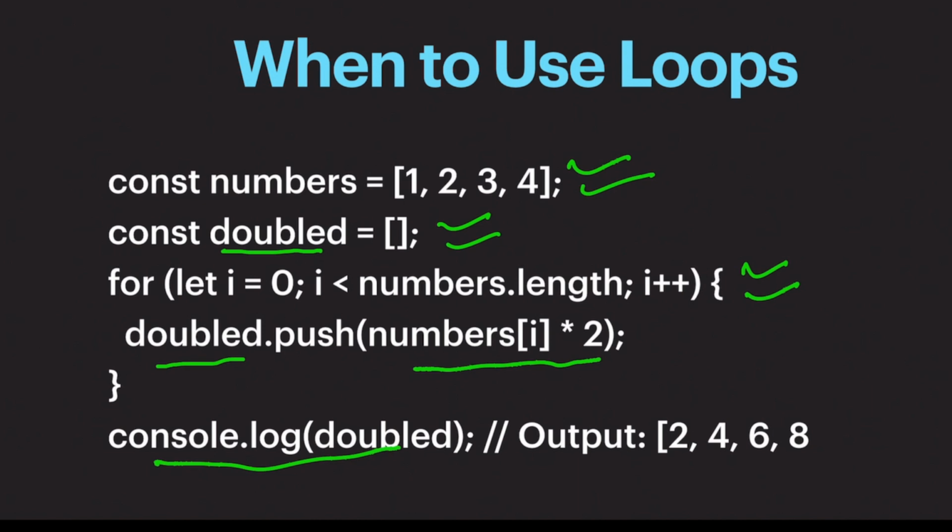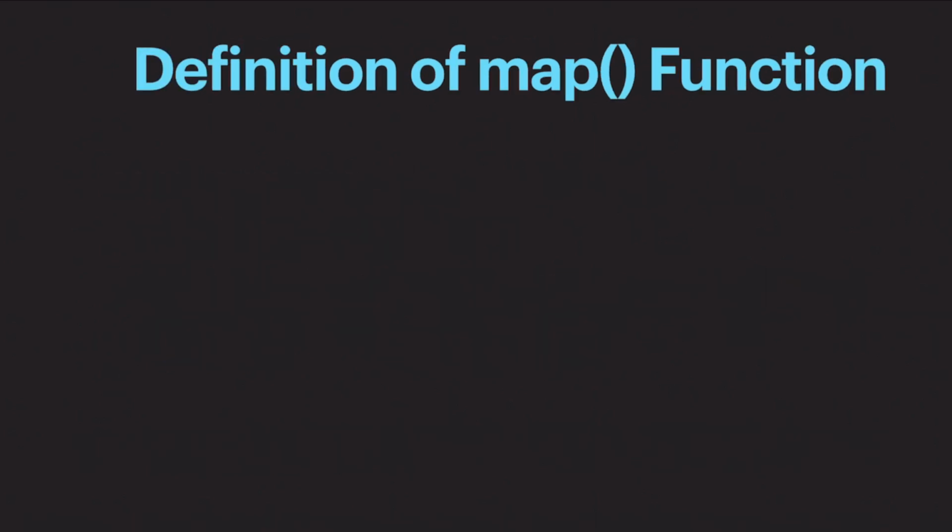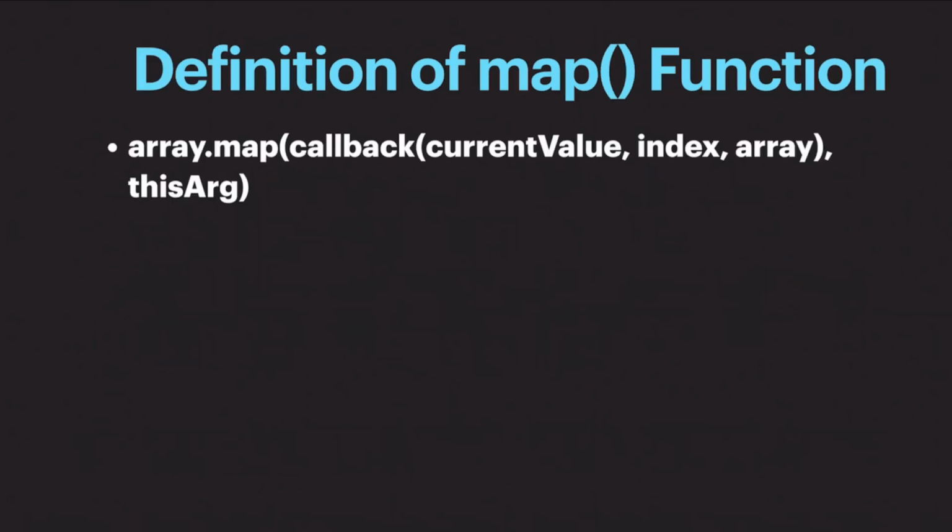So when you want to return a new array and transform each element, you should use map. Now the definition of the map function: map is always applied on an array. This is the name of the array we use with the map function, and then we write map, and then we write the callback, current value, index, array, and this argument.